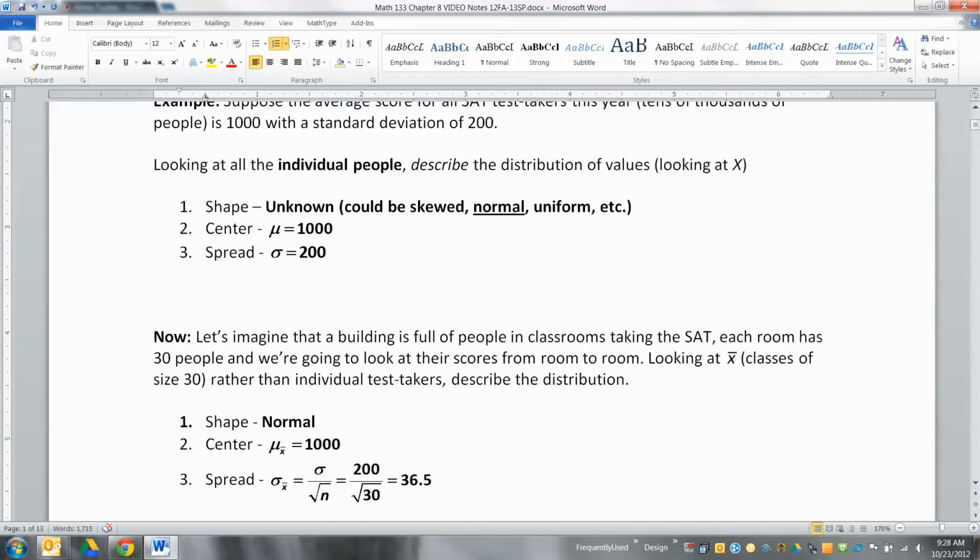Now, what would we expect to have happen? How would those be shaped? Well, first of all, they should be normal. Let me tell you the center. The center is 1,000. We'll talk about the standard deviation in a second. But the center is 1,000.